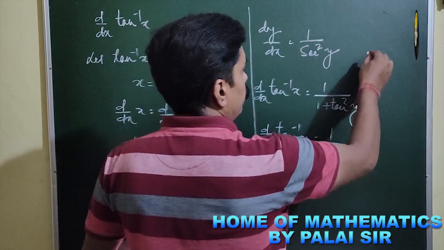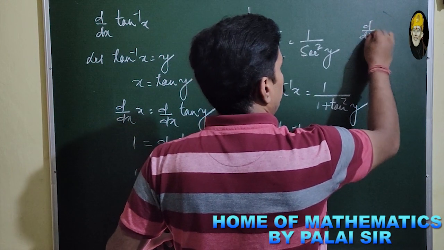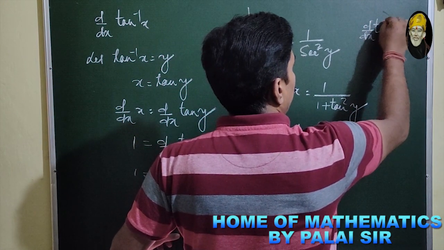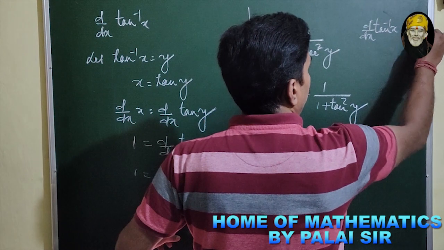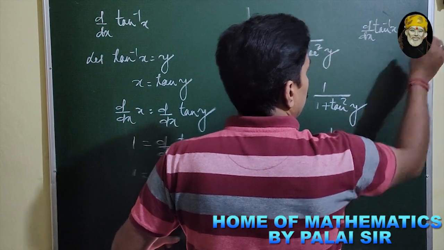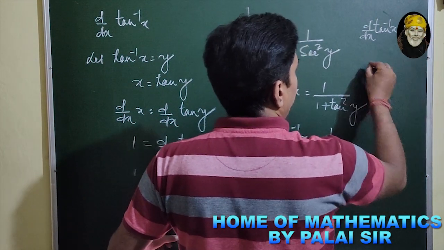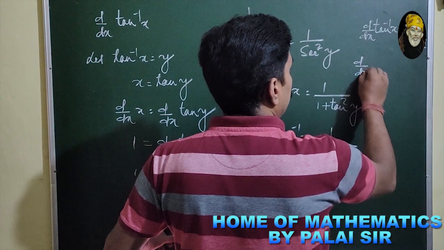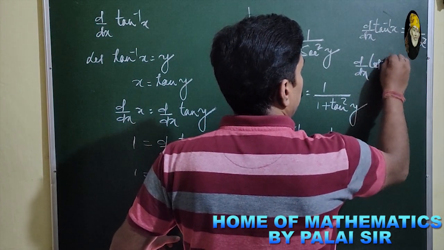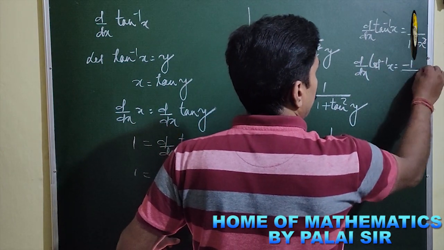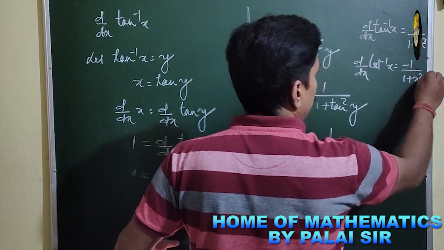So you got the new formula: dy/dx of tan inverse x is 1 by 1 plus x square. Similarly, you can find out dy/dx of cot inverse x. It will be minus 1 by 1 plus x square.